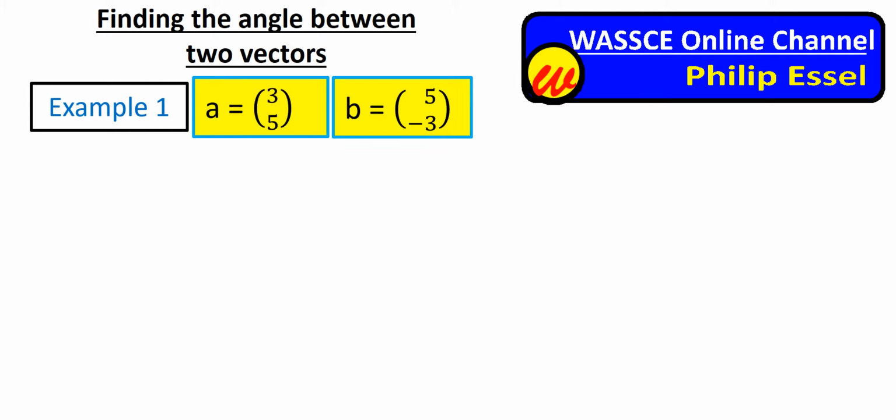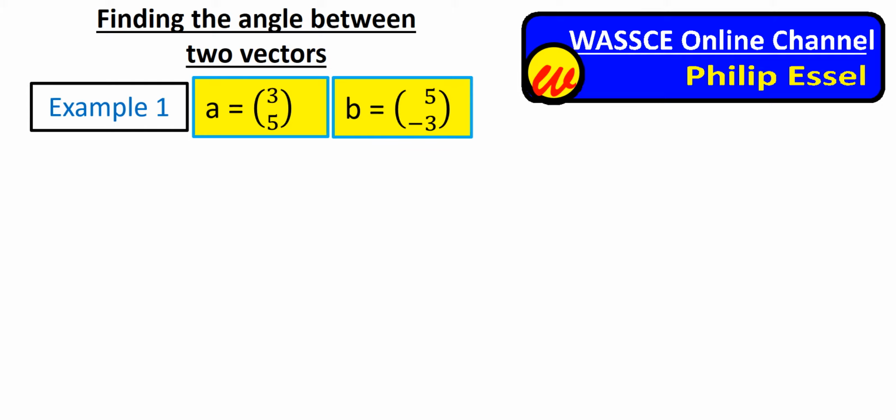So first you find the magnitude of the vector A, then you find the magnitude of the vector B. Afterwards you look for the dot product of the two vectors A and B. Then we substitute our answers in the formula. Then we come up with the angle between the two vectors. That's what we're going to do.